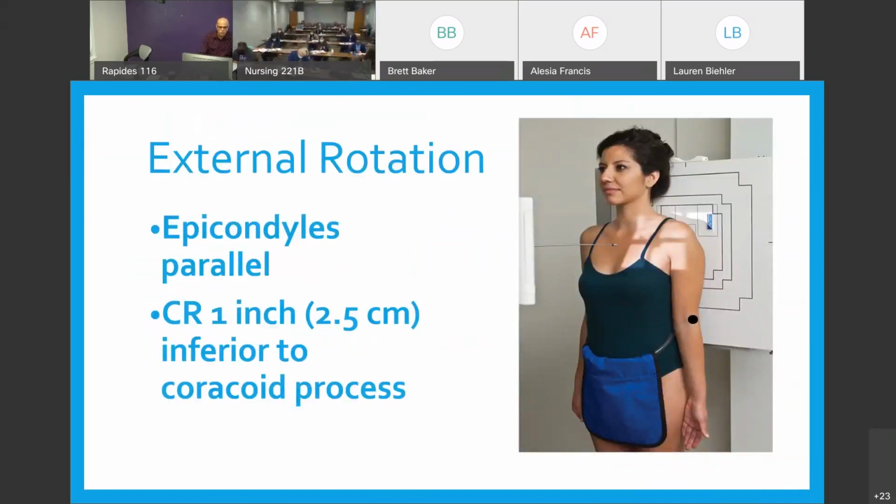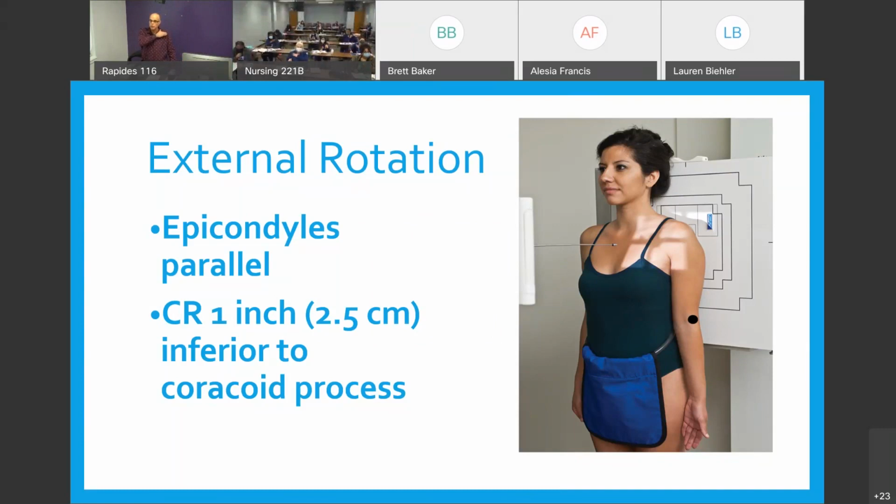All right, this is external rotation. Epicondyles are going to be parallel. And it says the central ray is going to be 1 inch inferior to the coracoid process. Everybody know where the coracoid is? If you feel on your shoulder, on the outside, lateral aspect of the humeral head is the greater tubercle. On the anterior is your lesser tubercle. If you push hard, you can feel there's a little notch in the middle.